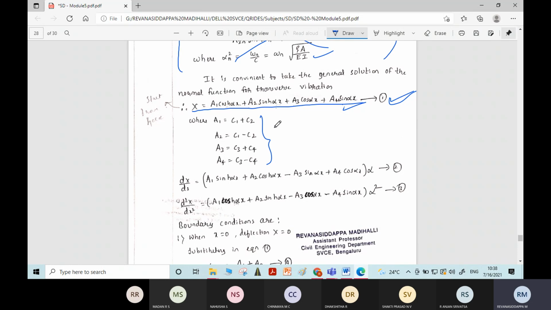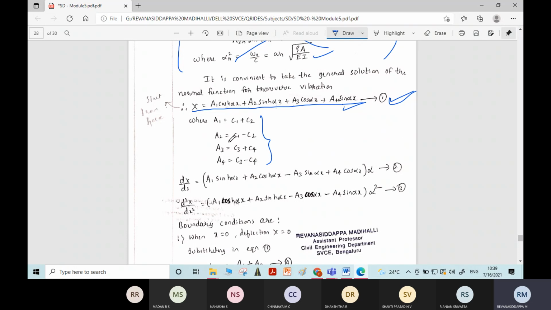And remember, differentiation of hyperbolic functions is different. Differentiation of cos h alpha x is only sin h alpha x, not minus. Differentiation of cos x is minus sin x, but differentiation of cos hx is only sin hx. Similarly, differentiation of sin hyperbolic alpha x is cos hyperbolic alpha x. Then for a3 cos alpha x, if you differentiate, you will get minus a3 sin alpha x, it is not the hyperbolic function. Then differentiation of a4 sin alpha x is given by a4 cos alpha x.